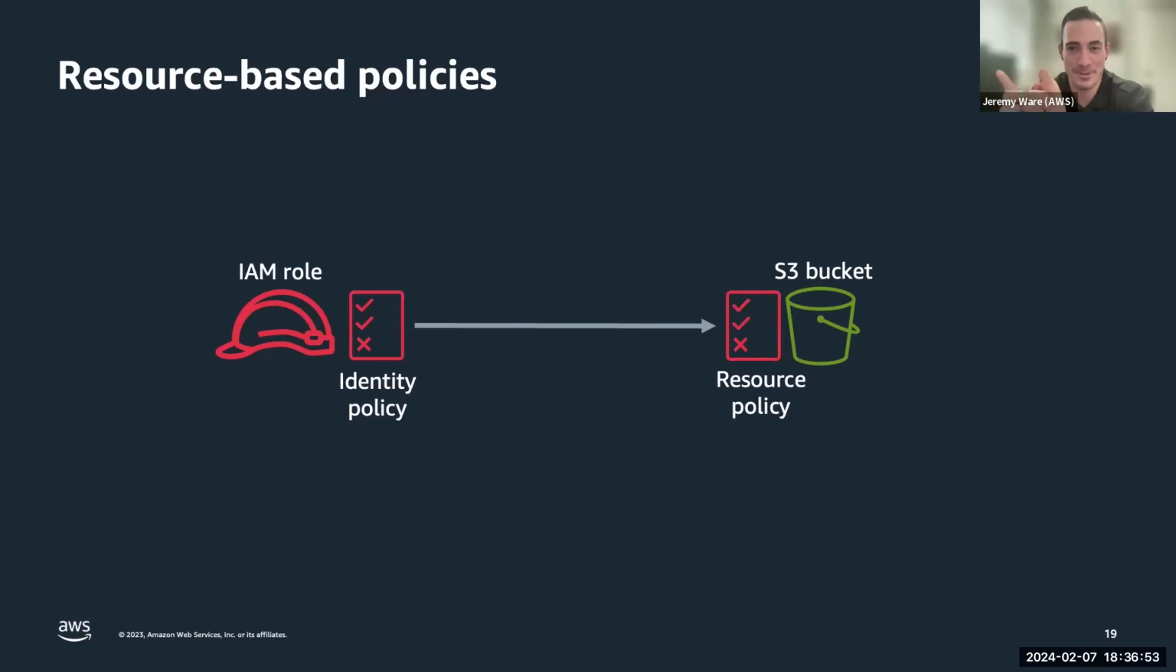Yes, absolutely. We no longer have that zone of trust at the account layer. And so now I need both an identity policy from the calling account that says I have access, and I need a corresponding resource-based policy that says the calling role from the other account has access to the resource in order for you to have access.